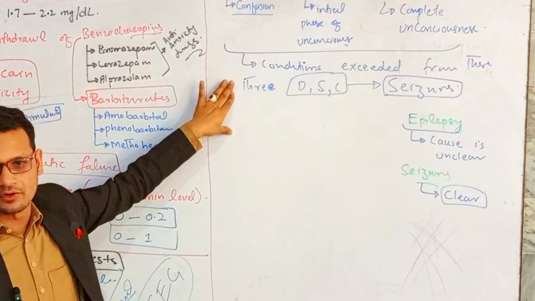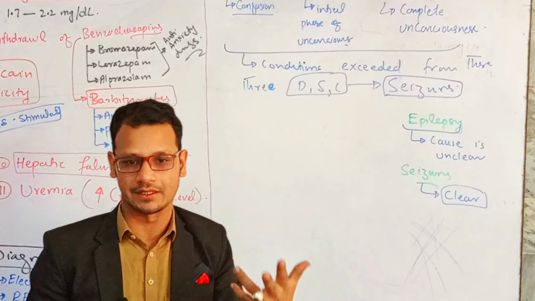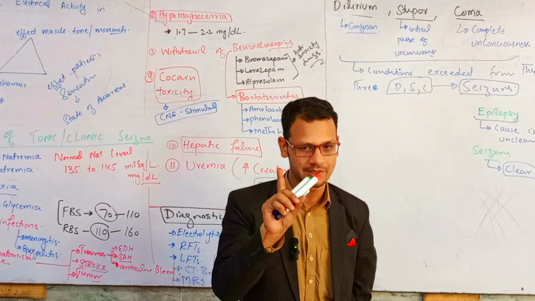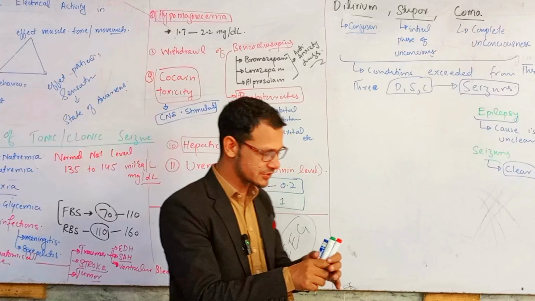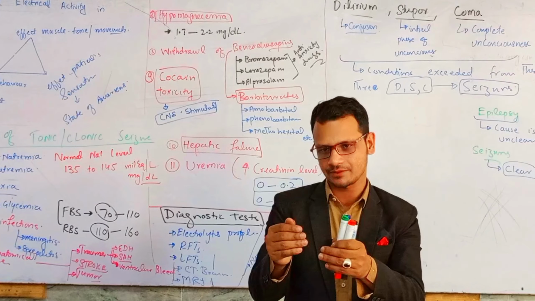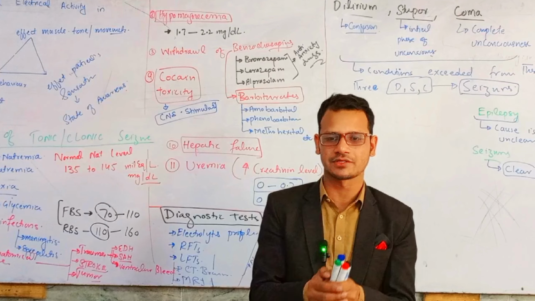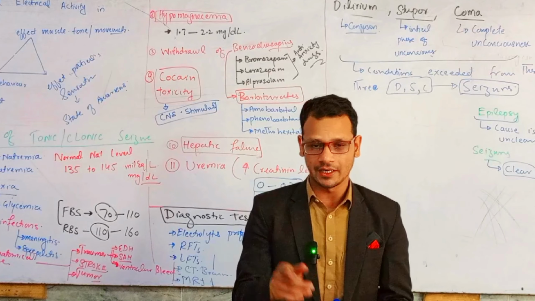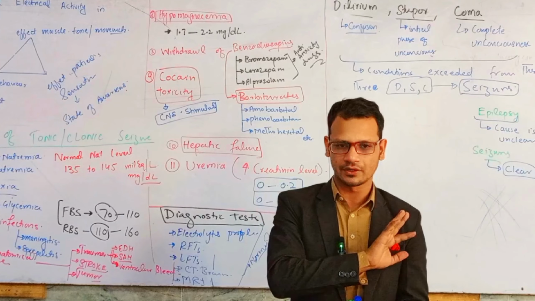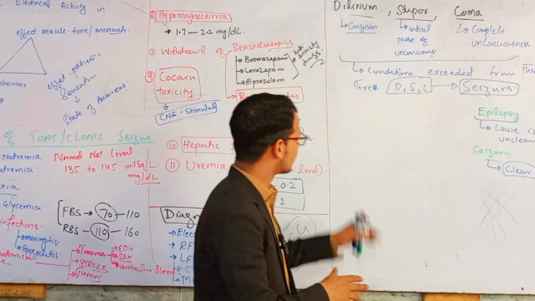From here we will go for the treatment of seizures, but the treatment is not clear yet. Only one type of seizure treatment is clear, which is called status epilepticus. Status epilepticus means when the seizure lasts more than 5 minutes. When the seizure exceeds 5 minutes, it is called status epilepticus. And the treatment is clear only for status epilepticus, not for partial, not for generalized, and not for absence seizures, right?